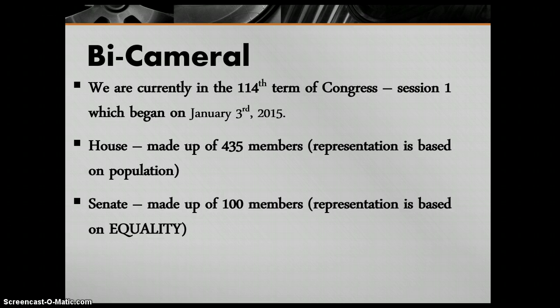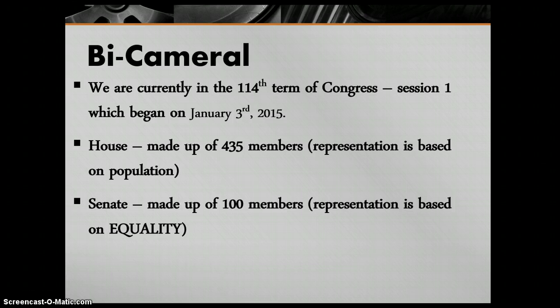We divide time in Congress based on terms and sessions. Each term lasts 2 years. We break each term up into 2 sessions. Session 1, which lasts 1 year, and Session 2, which lasts 1 year. The House is made up of 435 members. Its representation is based on population. The Senate is made up of 100 members because its representation is based on equality, meaning that each of the 50 states receive 2 senators.